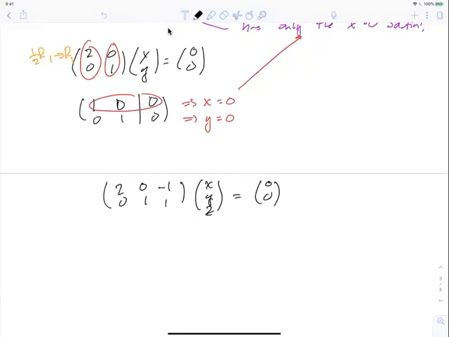Let's go through it. So the first step, we're going to row reduce there. And one thing I want to point out, and I think this is very important because we're going to come back to this, is that this first step here was the same as before.